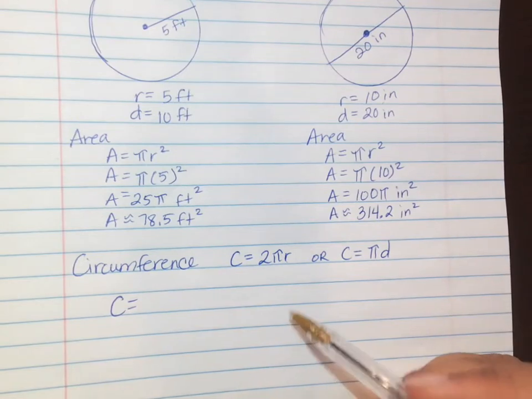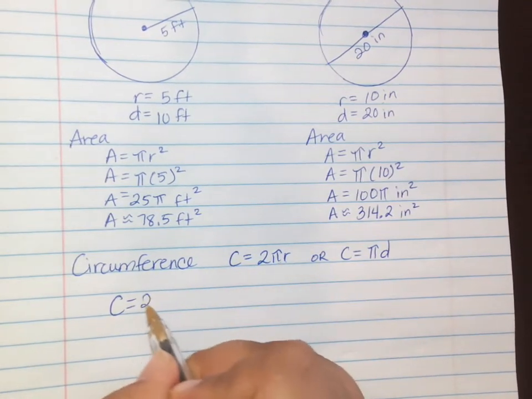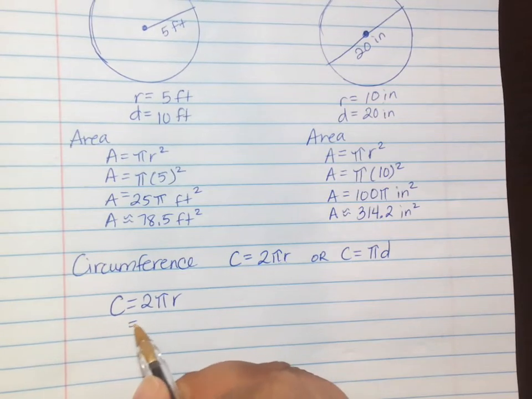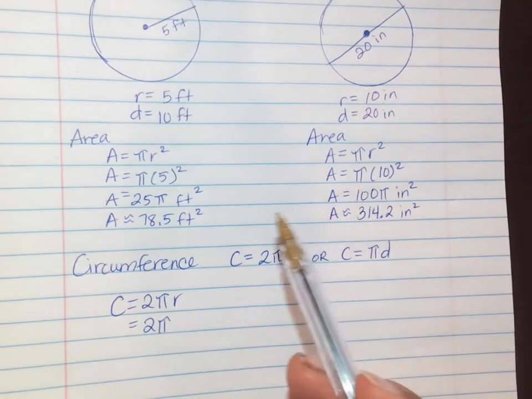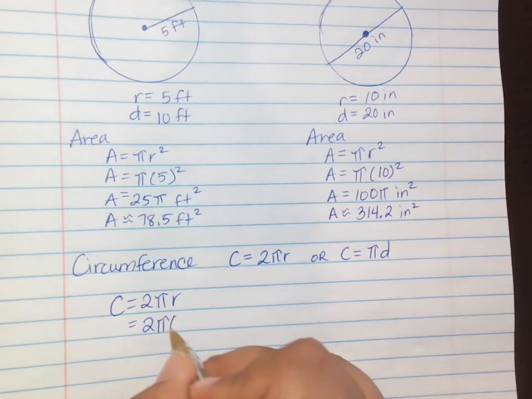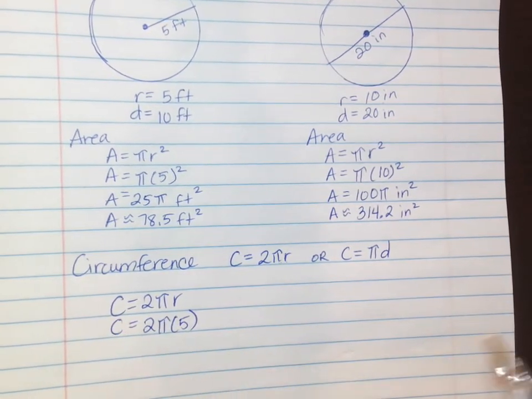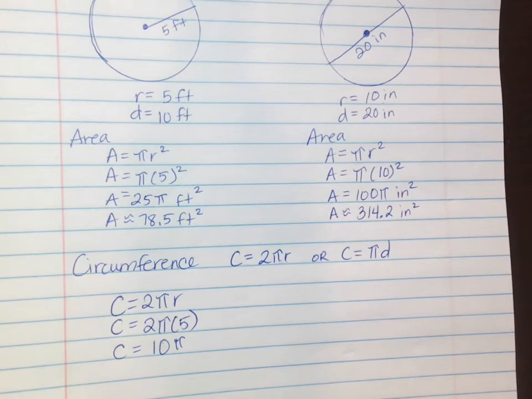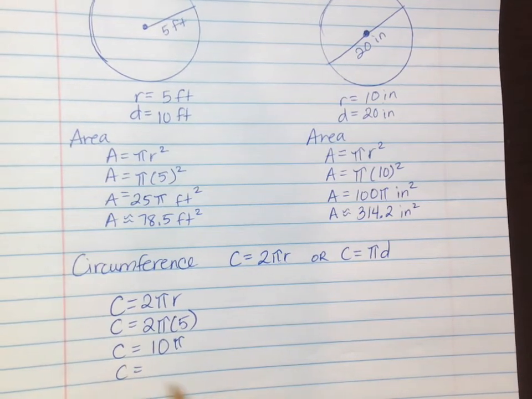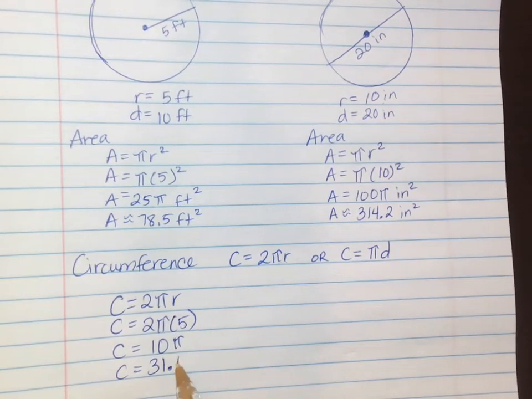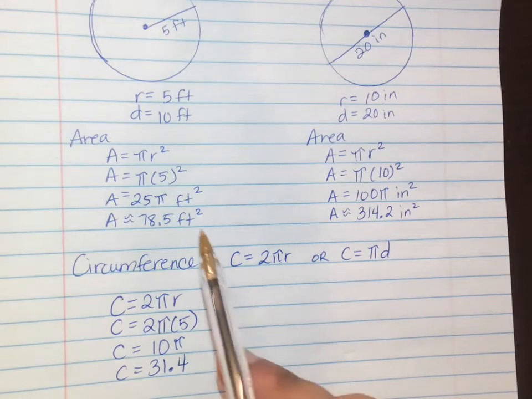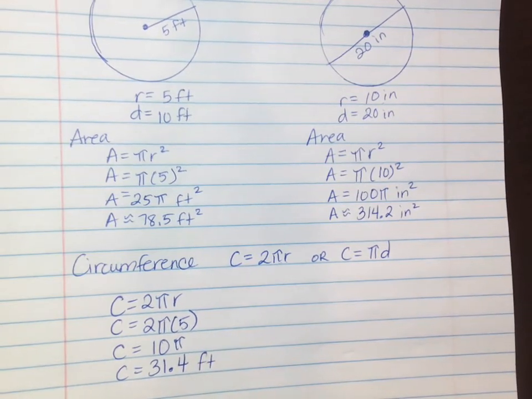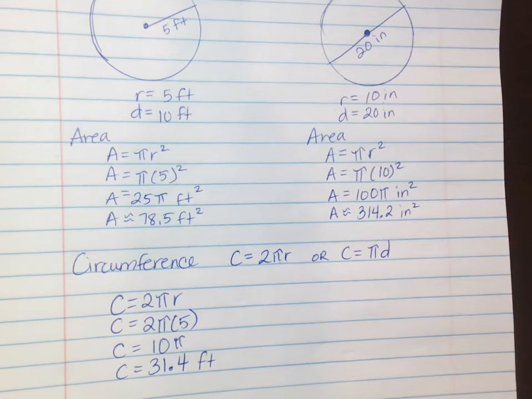So let's just use the first formula for this one. So 2 times pi, our radius was 5. So 2 times 5 is 10. So this would be 10 pi, or if you multiply that out, it would be 31.4. And our units were feet. We don't have feet squared. This is just feet.